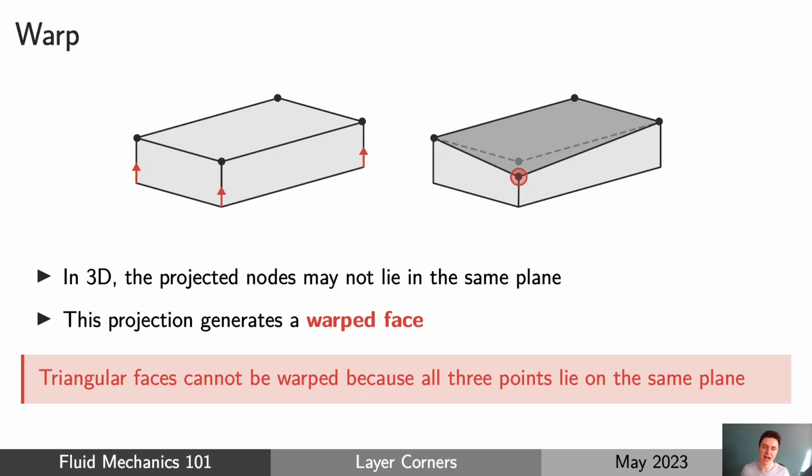The new faces can be warped, and it's not even necessarily the top face. The side faces could be warped, and this is something that the mesh generator will need to account for when it's projecting each time it generates a set of layers. And I just wanted to make a small caveat here: when you're projecting a triangular face, because you have only 3 points, the top face of that triangular prism can't be warped because those 3 points will always lie on the same plane.